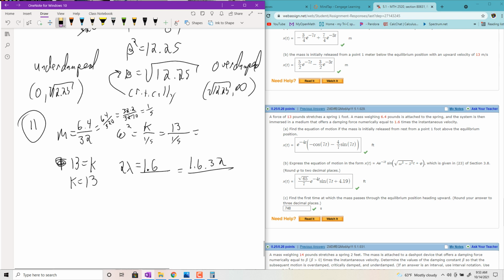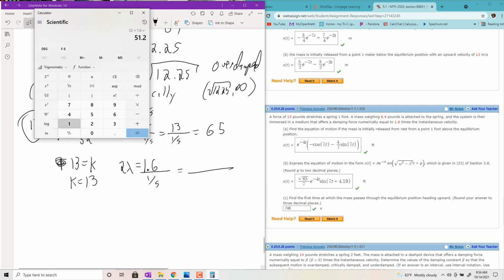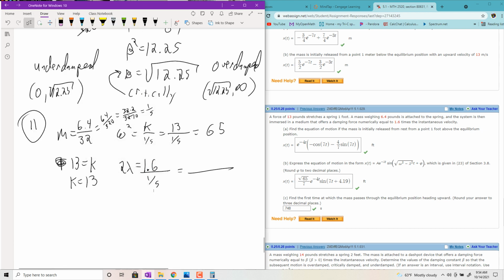And then this guy will be 65 for omega squared. 2 lambda then is beta, so 1.6 all over m, which we just figured out was 1/5. So 1.6 times 5 is 8. So I have 8 for 2 lambda.